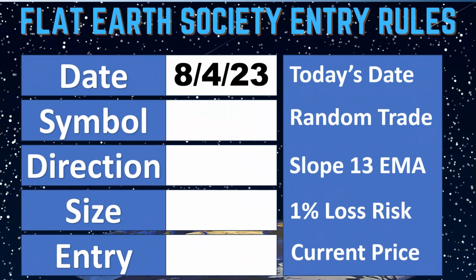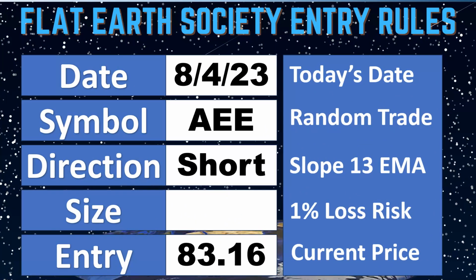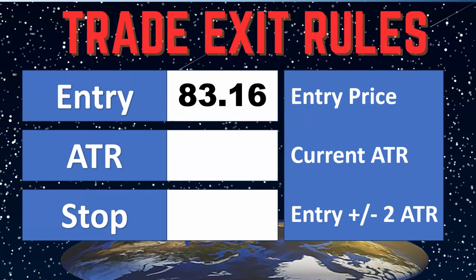We've got the date filled in. Let's fill in the symbol and the direction and the entry. So here is our trade all filled in with the information we have. We don't have the size yet because we have to figure out where our stop is going to be before we can do position sizing. So let's go figure that out. We've got our short entry of 83.16. We need to go figure out what the ATR is. And then remember, we're going to do a 2 times ATR above the price. So let's go get what the ATR is.